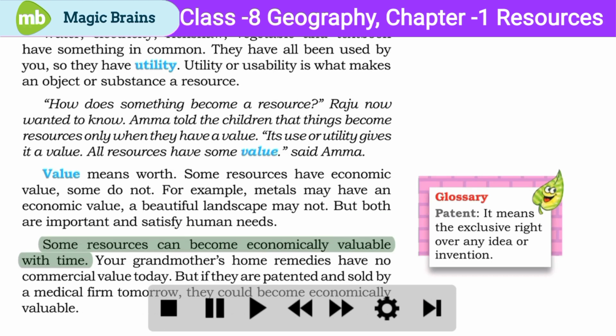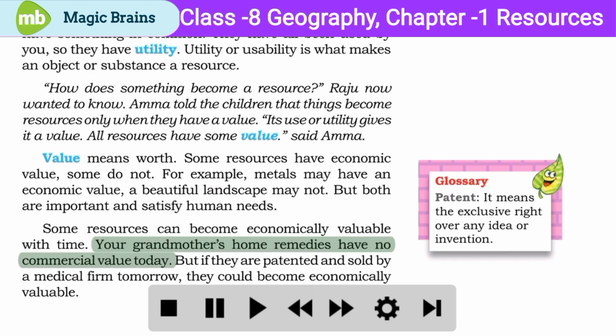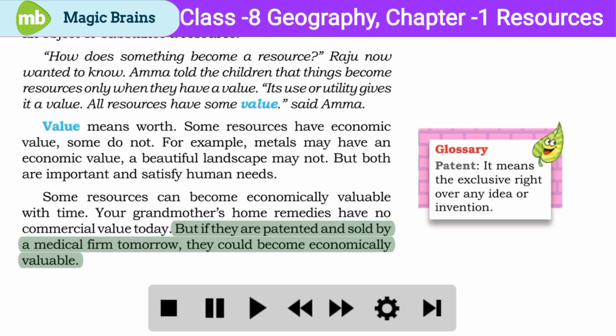Some resources can become economically valuable with time. Your grandmother's home remedies have no commercial value today. But if they are patented and sold by a medical firm tomorrow, they could become economically valuable.